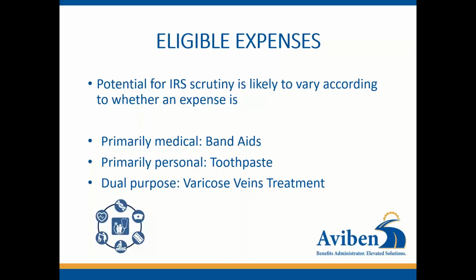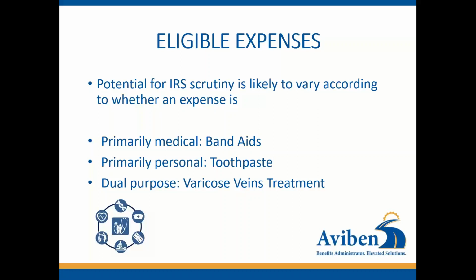Primarily personal expenses are never going to be accepted as eligible expenses because they are, as they say, for personal needs. And believe it or not, toothpaste is actually considered a cosmetic item. Another good example would be tooth whitening kits, stuff like that. Obviously, those are for cosmetic purposes and will not be eligible items or eligible expenses.